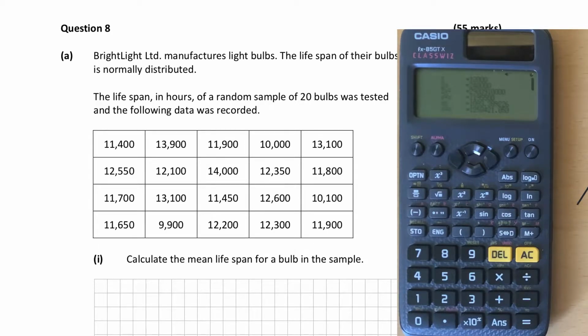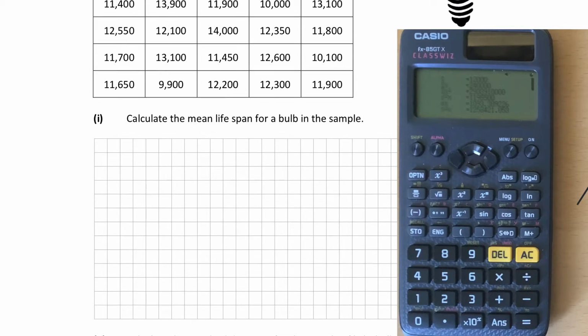So what I'd do if I was you was I would fill this in. And I'd start off by just explaining what the mean is, so that the examiner knows that you understand what you're doing. So the mean is equal to the sum of the inputs divided by the number of inputs.